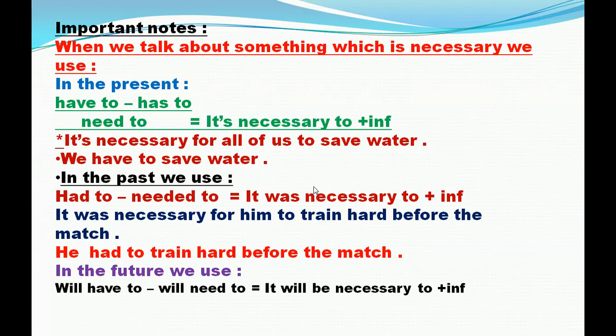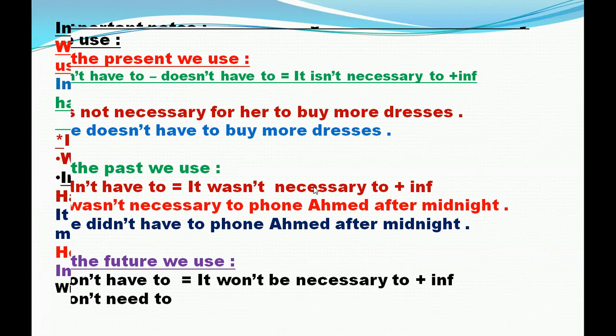But what about the past? In the past we use had to or needed to. Had to or needed to equals it was necessary to do something, or it was necessary for someone to do something. For example, it was necessary for him to train hard before the match. That means that he had to train hard before the match. What about the future? In the future we use will have to or will need to. Will have to or will need to equals it will be necessary to do something.